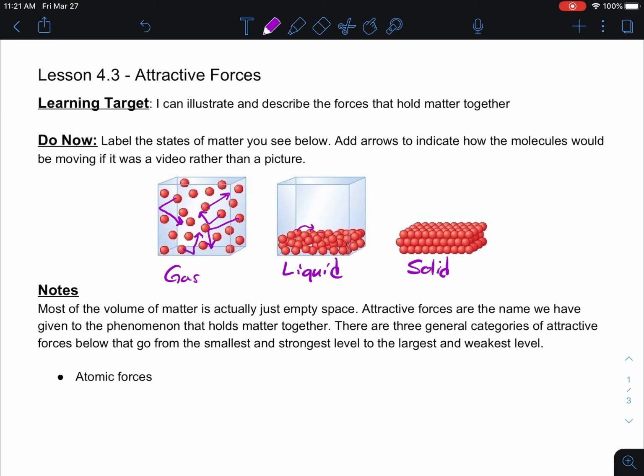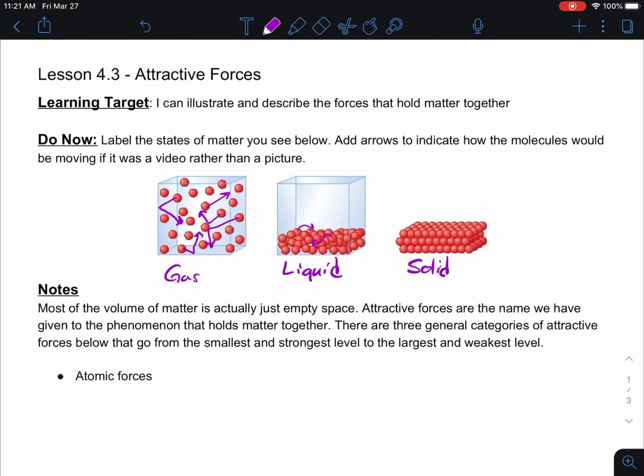Liquids, they move a little less so, but they don't escape into the gas above, generally. That is evaporation, which is a special circumstance, but generally our liquids just flow past each other. So I've got these kind of winding arrows showing, yep, we've got some kinetic energy, and they kind of slide past each other.